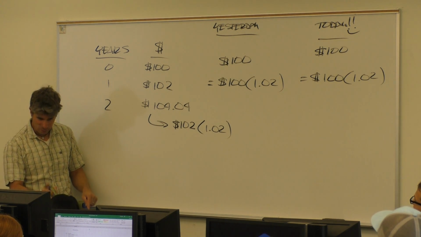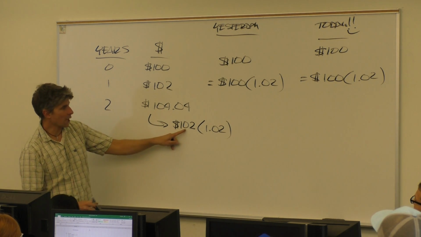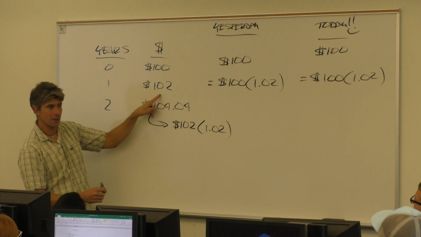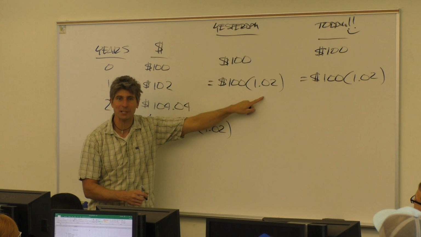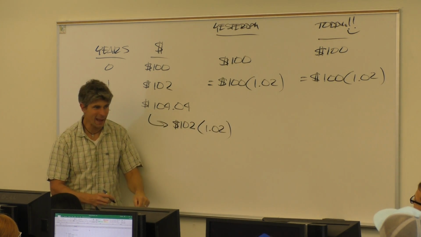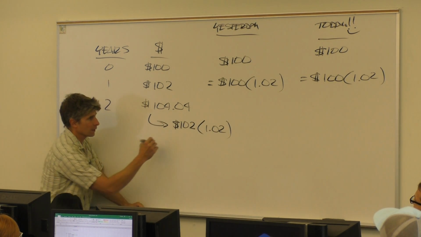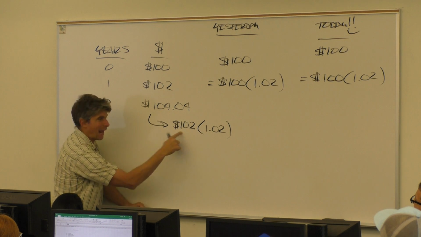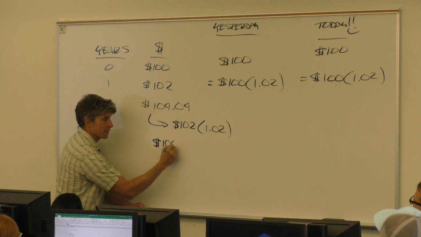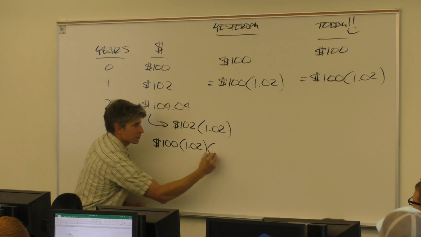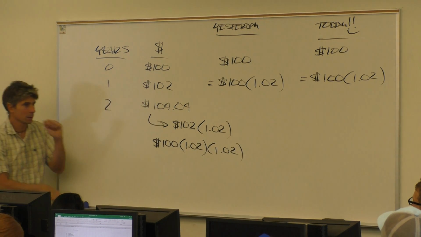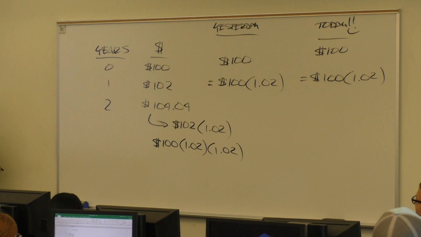What's 102? Yes, 100 with 2% interest. So if I may continue, I can rewrite this part as $100 times 1.02 times 1.02.